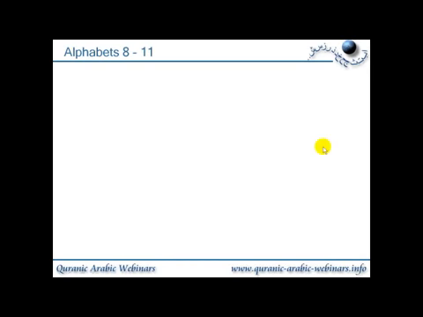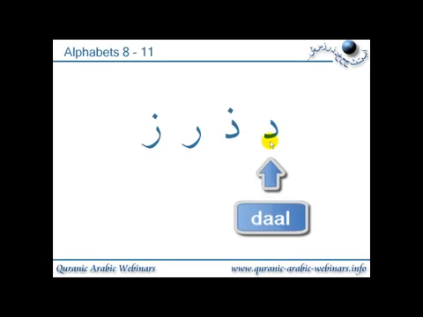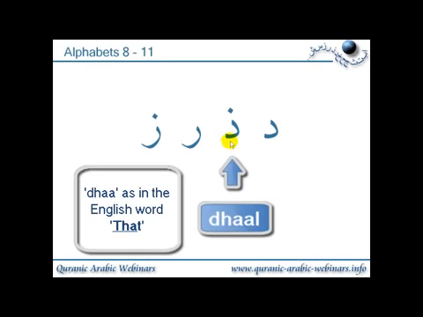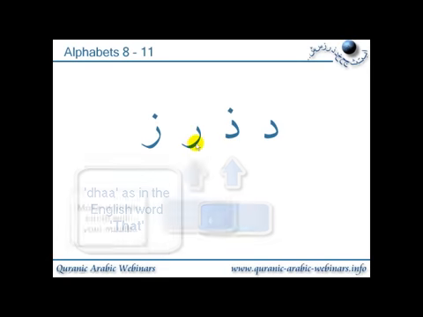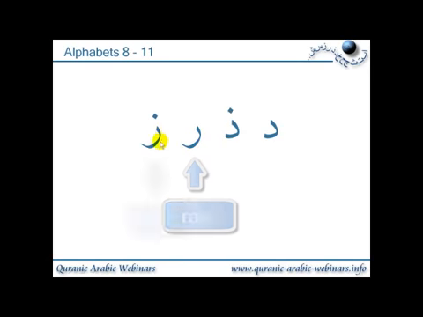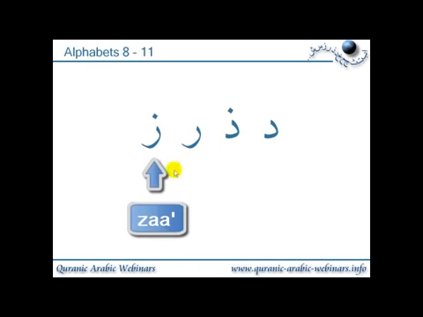Alphabets 8 to 11. These 4 letters look very similar. Notice that the first 2 are very curved and the second 2 are slightly less curved. First one here without any dot is known as dal. The next one is known as dhal. The third one is known as ra. And the last one is known as za, and that's got one dot.